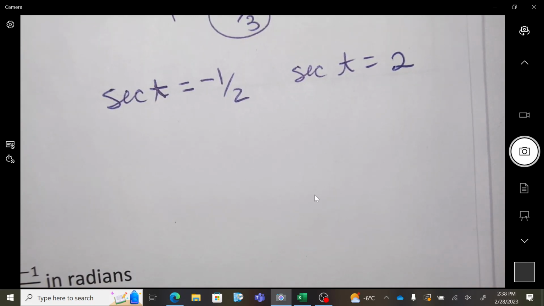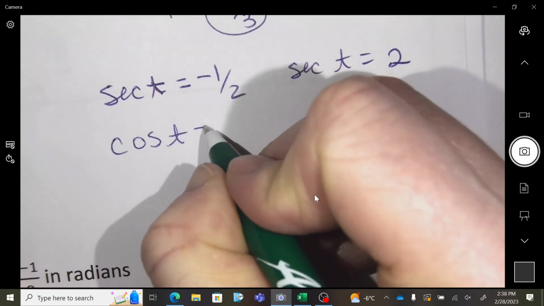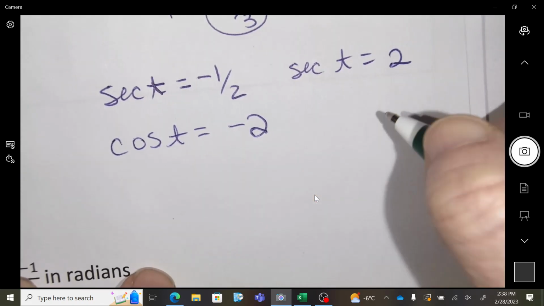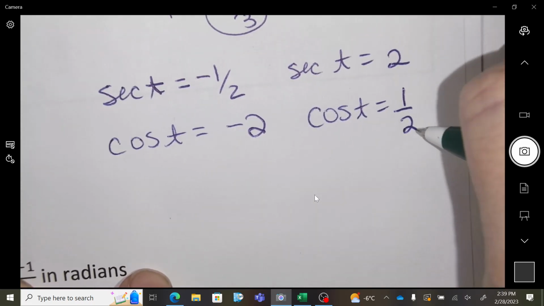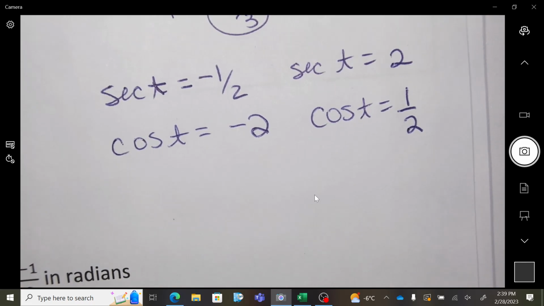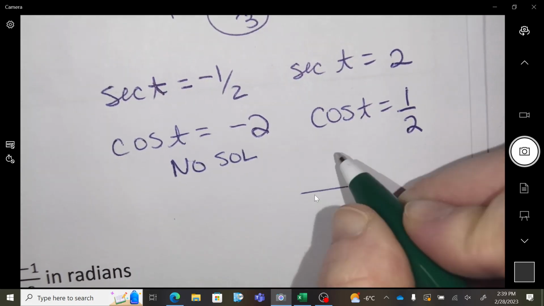Now Yuri, you're ahead of me. What are you going to do? Flip it to what? Secant changes to a cos. So cos of angle T would be negative 2. Cos of T would be 1/2. Oh, look at this. That's the same as our question above. So now this one is no solution.